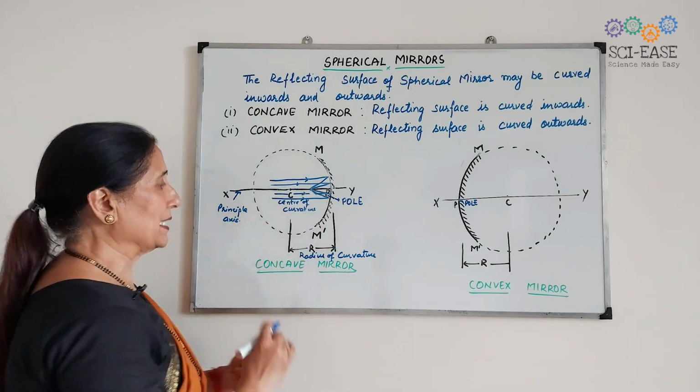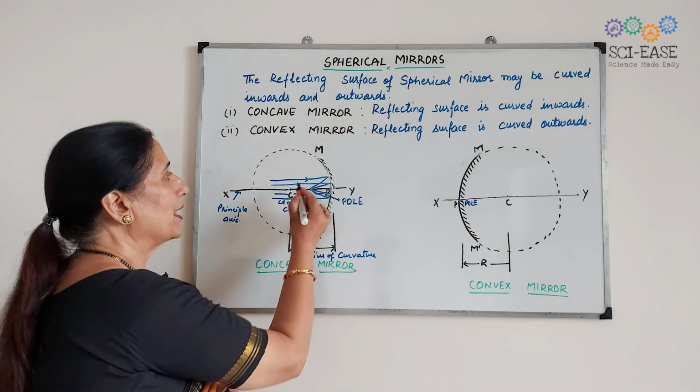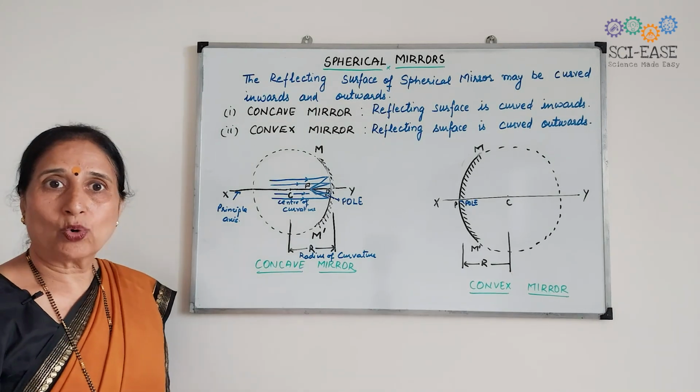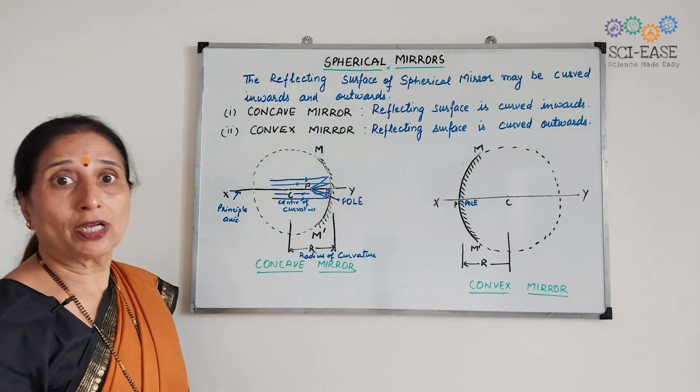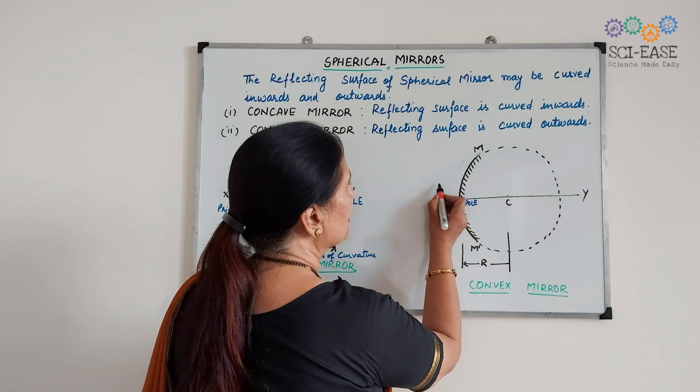At this point, what is this point known as? This point is known as the focal point. Okay, this is known as the focal point. Here in this case, what will be the case?